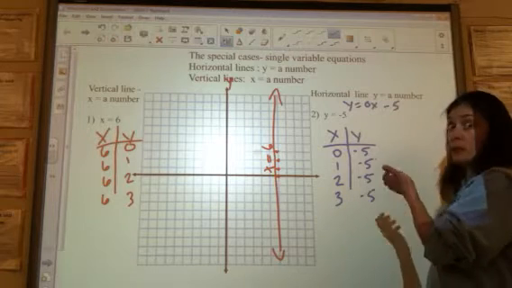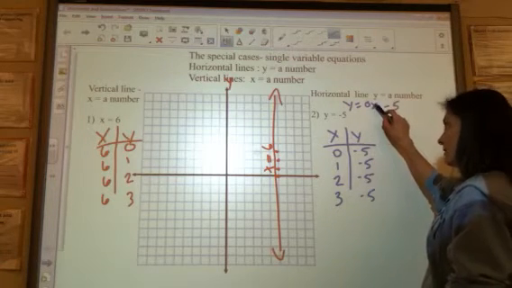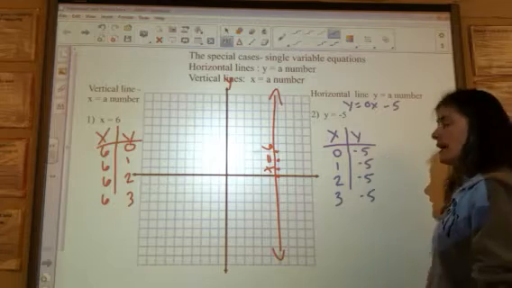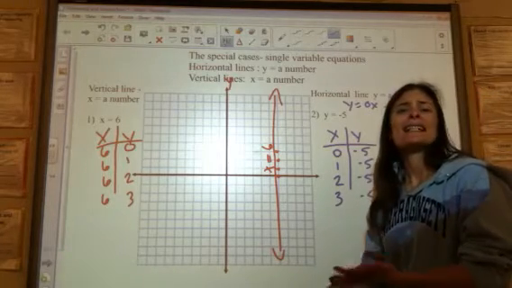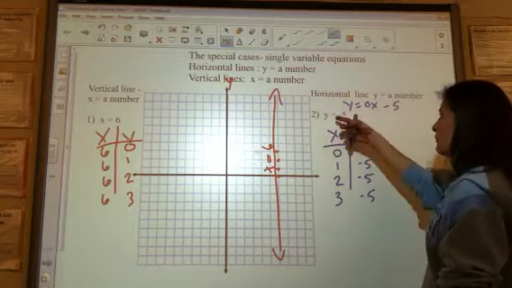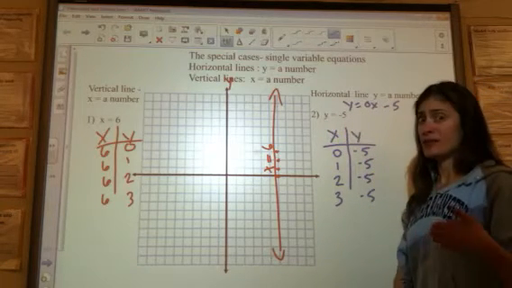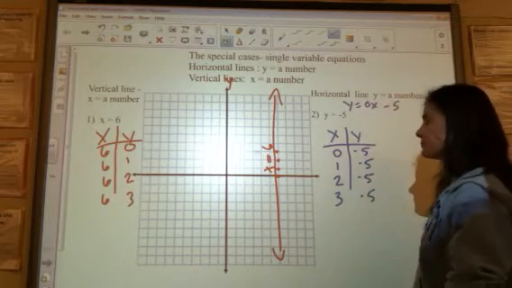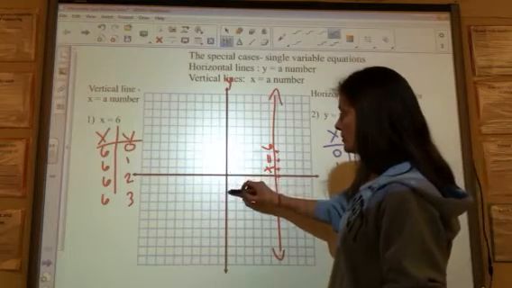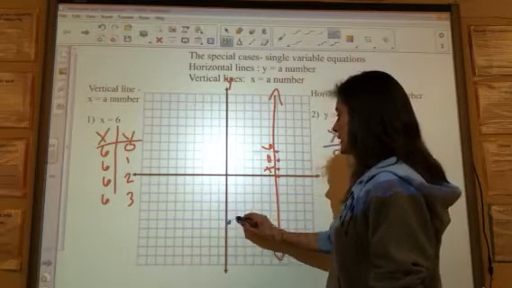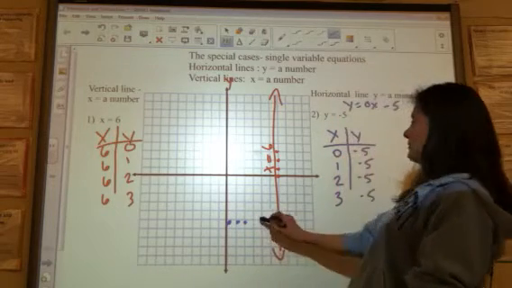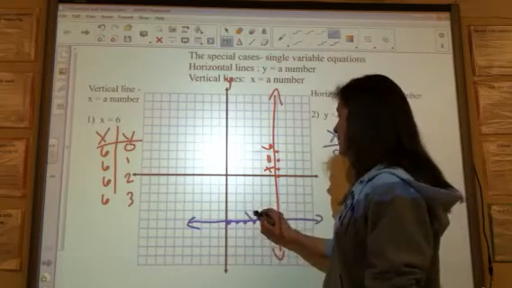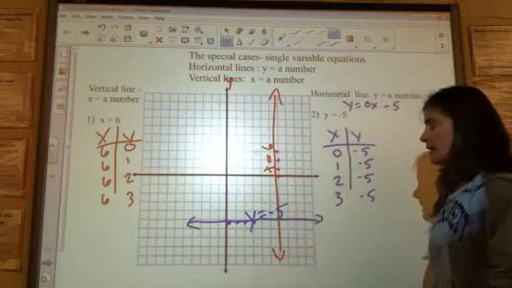And if you want to play the input-output game, if you plug 0 in, 0 times 0 is 0, minus 5 is negative 5. 0 times 1 is 0, minus 5 is negative 5. Some of you may be saying, Miss Almeida, where the heck did this 0x come from? Well, if y equals negative 5, then you can say y equals 0x minus 5 because 0x is just 0, so this term cancels out. You go down to 1, 2, 3, 4, negative 5: (0, -5), (1, -5), (2, -5), (3, -5), and you have a nice, pretty horizontal line with arrows, where y equals negative 5.